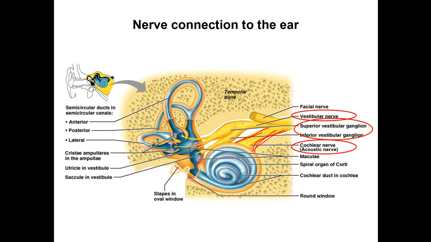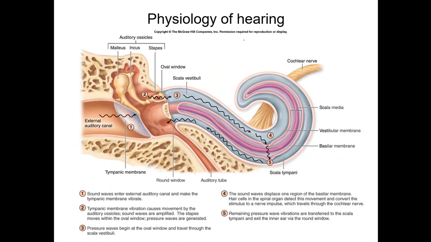And in fact, that's exactly what happens. There is the cochlear nerve and there is the vestibular nerve. The vestibular nerve is more dedicated to the sense of equilibrium, whereas the cochlear nerve, which really is your acoustic nerve, is dedicated to hearing. Okay, and then there are ganglia that we can recognize over here, superior and inferior. They're part of the vestibular nerve. So don't forget about this aspect while we talk about the structure and physiology of the ear and hearing.